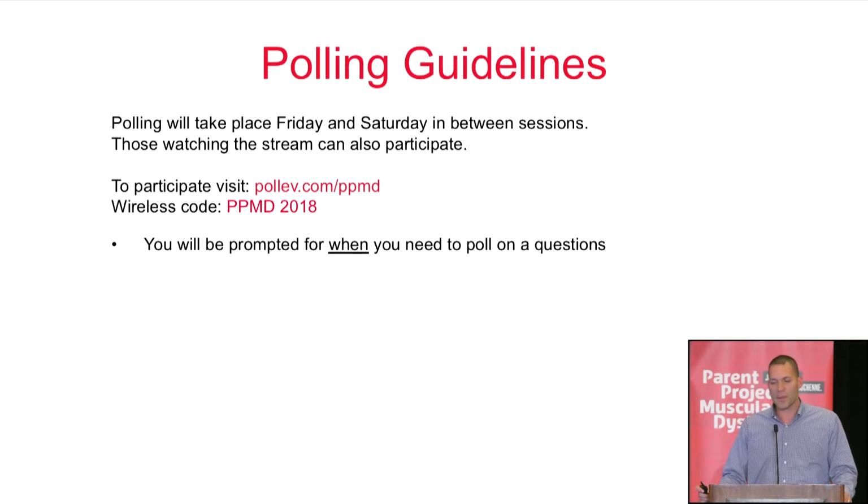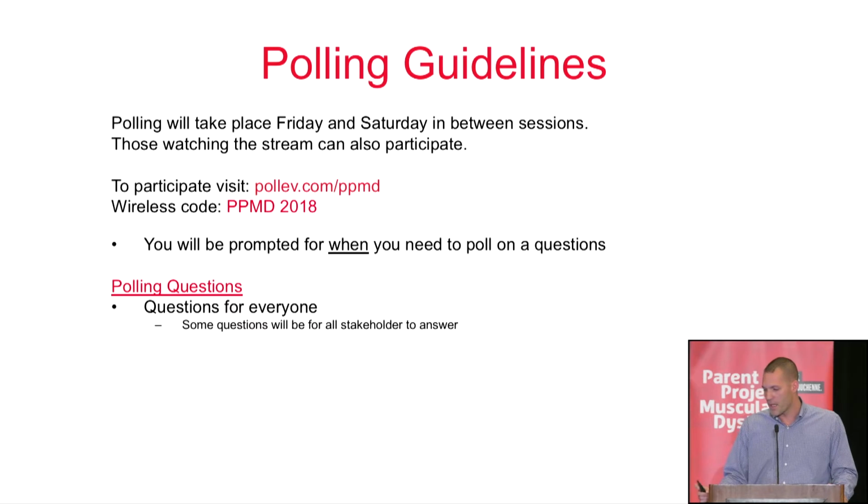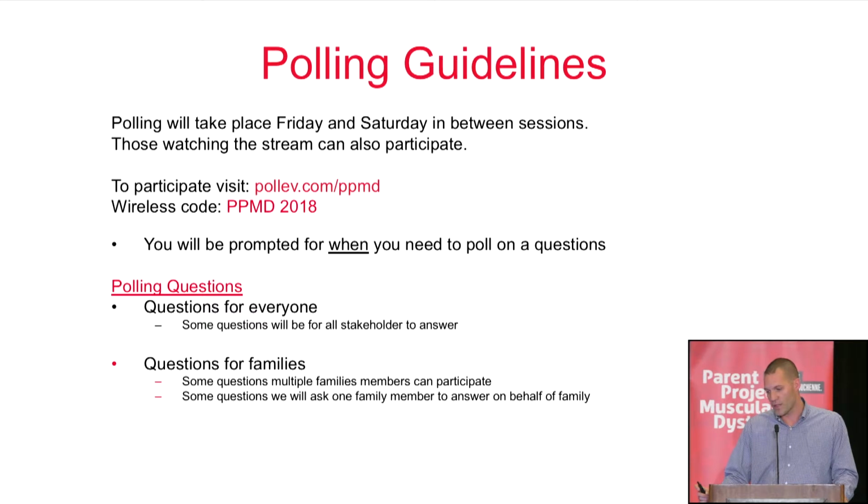So you will be prompted for when to poll. We separated out some of this into: we need a response from one member of the family, and we want a response from multiple members of the family. So I will try to be clear and make sure you know when to respond, because we don't want to confound the data. If there's a question that is specific, that really there's only one answer per family unit, we want that one answer. For the questions for everyone, we'll indicate that, of course. And then, as I said, some questions for multiple family members.